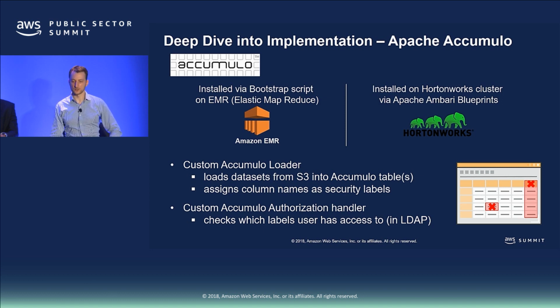Custom Accumulo loader loads data sets from S3 into Accumulo tables, and as it does that, it assigns column labels as security labels. Custom Accumulo authorization handler checks which labels user has access to in LDAP.